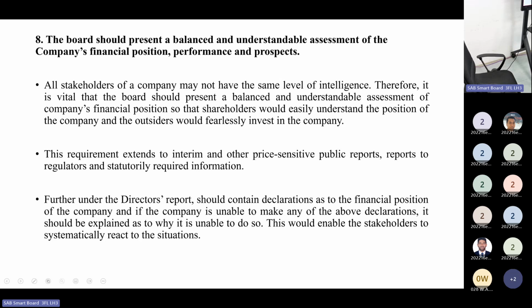The board should present a balanced and understandable assessment of the company's financial performance, financial position and prospects. All stakeholders of a company may not have the same level of intelligence. Therefore, it is vital that the board presents a balanced and understandable assessment of the company's financial position to shareholders.